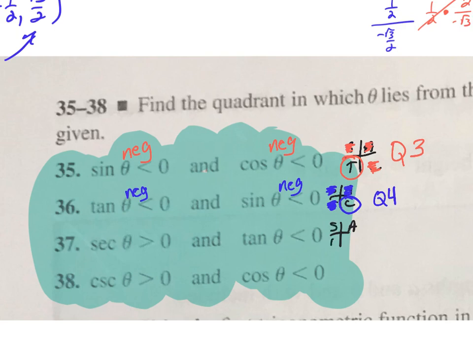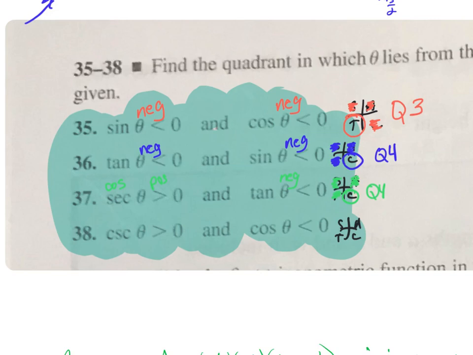This one, all students take calculus. So I look at 37 and I say, okay, secant goes with cosine, and secant is greater than 0. So where are secant and cosine positive? Well, that occurs in the first and in the fourth, so I can cross off 2 and 3. And then tangent is less than 0. That means tangent's negative. Well, in the first quadrant, everything's positive, so I know I'm going to end up in quadrant 4. And the last one, we're talking about cosecant. Cosecant goes with sine. So sine is greater than 0, meaning positive.